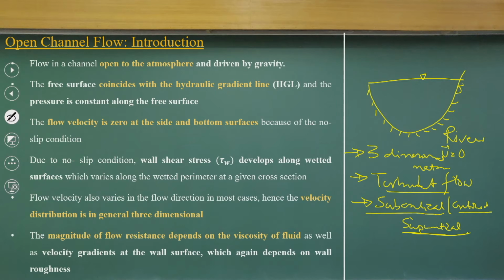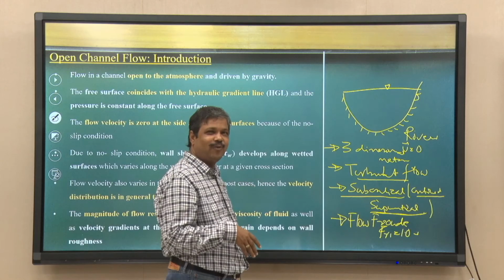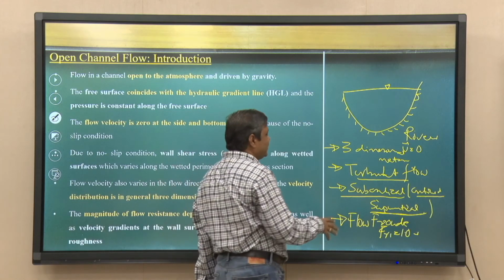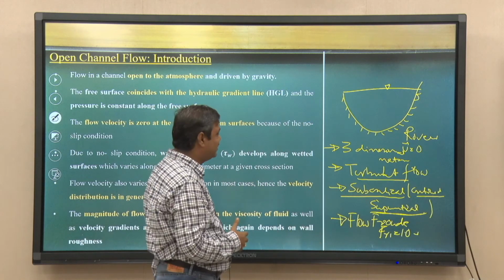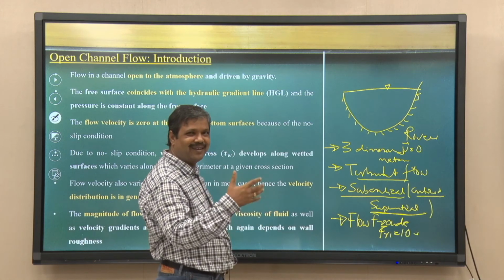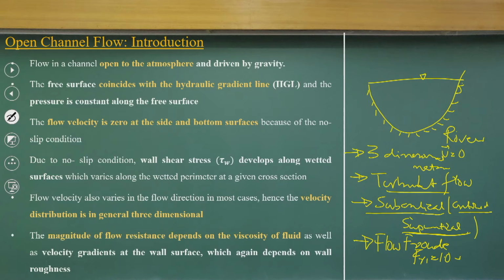As we discussed at the very beginning of dimensional analysis, we use the Froude number for classification. If the Froude number is equal to 1, the flow is critical; if it is greater than 1, it is supercritical; less than 1 is subcritical. So we can have different classifications of the flow. We will discuss in more detail why we need subcritical and supercritical flow conditions.